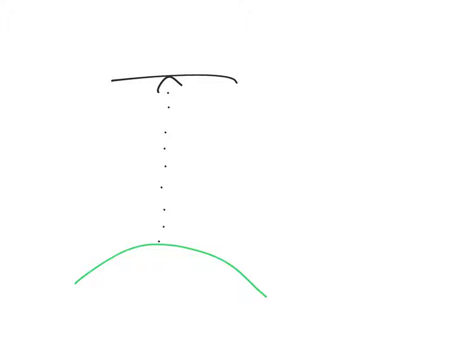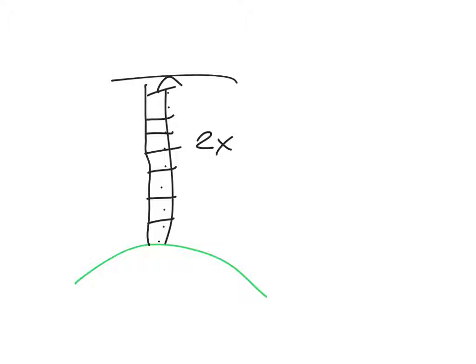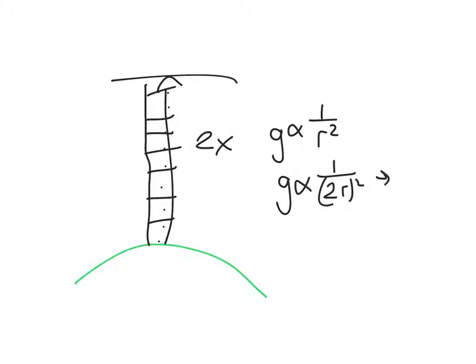So if you build a ladder and you climbed up that ladder and you became 2 times as far away from the center of the earth as you originally were, what would the new acceleration due to gravity be? Well, we know that gravity is proportional to 1 over the radius squared. And if we double the radius, we have gravity proportional to 1 over twice the radius squared, which results in 1 over 4 times the radius squared. So if we double our distance from the center of the earth, we'd have 1/4 of the gravity.